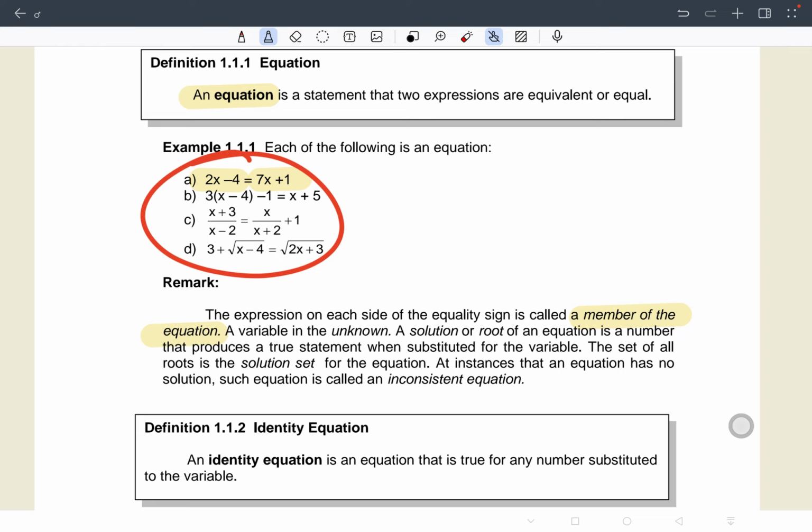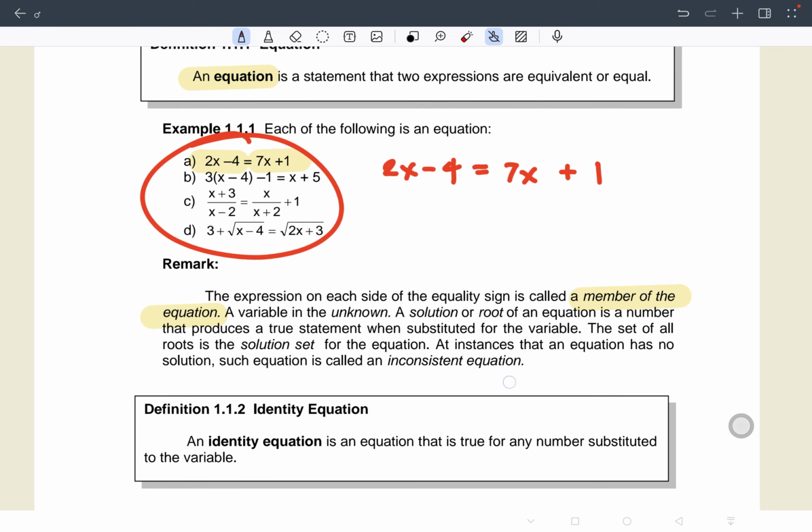A variable is the unknown. So like for example, ulit sa equation natin, 2x minus 4 is equal to 7x plus 1. The x is the unknown. So this is the variable, x is the unknown.